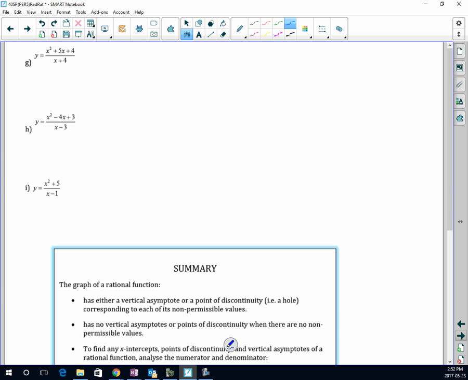How about this one? I'm going to factor the top. I get x plus 4, x plus 1 divided by x plus 4. Hey, what happens here? Bada bing, bada boom. They cancel. X plus 1. X cannot equal... Okay, what does this represent then? A hole at what? -4.